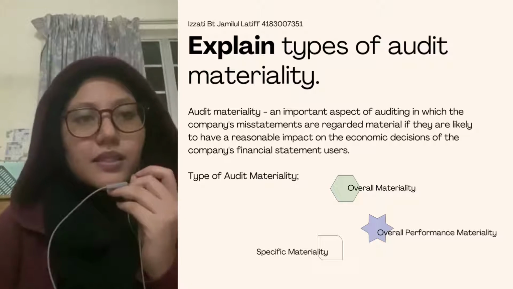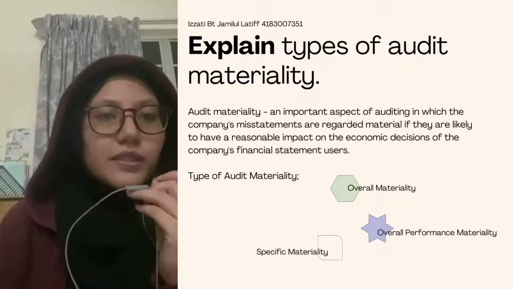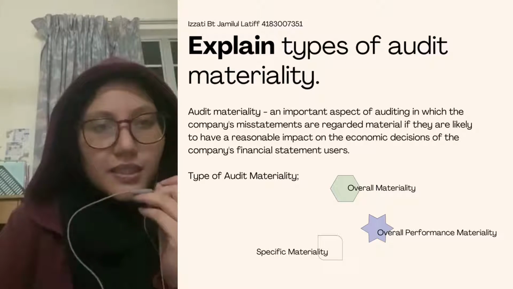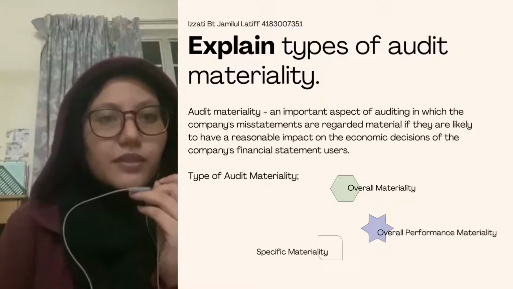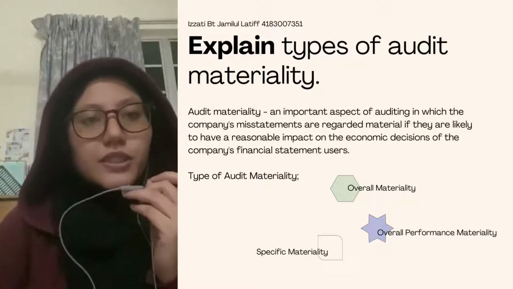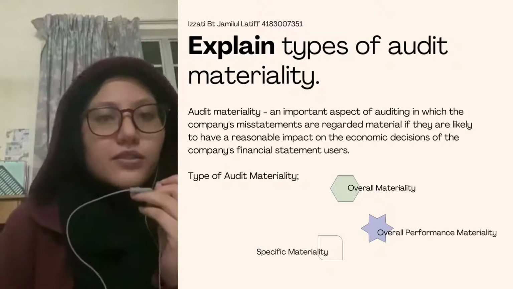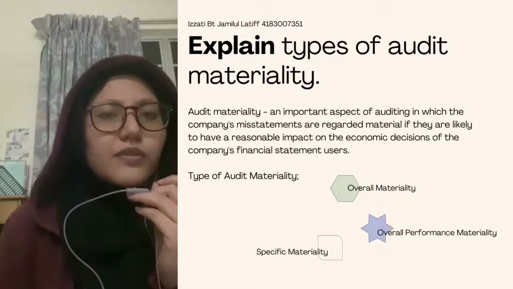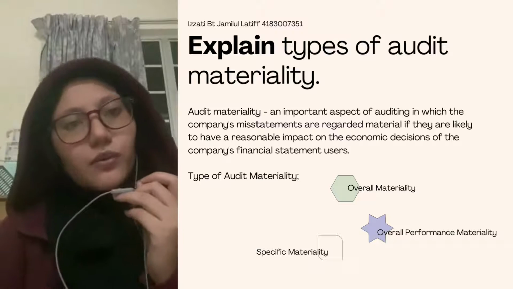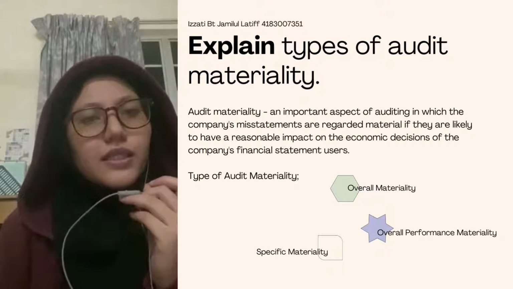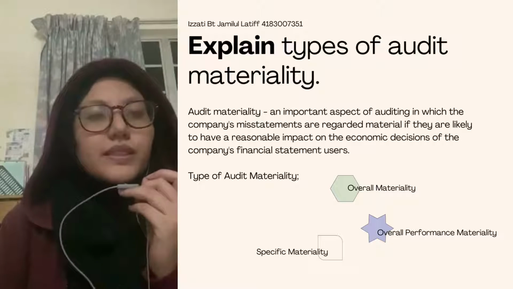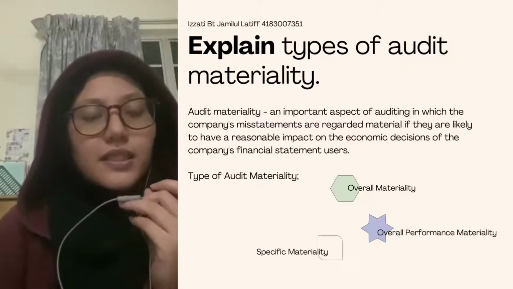It could be an amount that is smaller than the overall materiality level. This materiality level is lower than the overall materiality level to account for the possibility of multiple minor errors or omissions that the auditor missed. They are, however, substantial when aggregated in whole, reducing the likelihood that the total number of tiny misstatements exceeds the overall materiality limit.